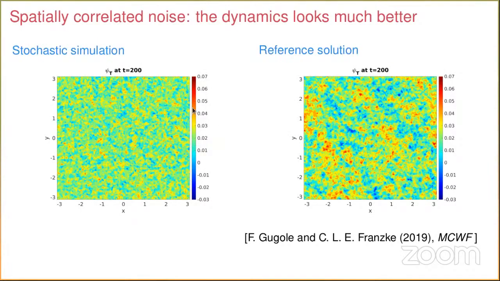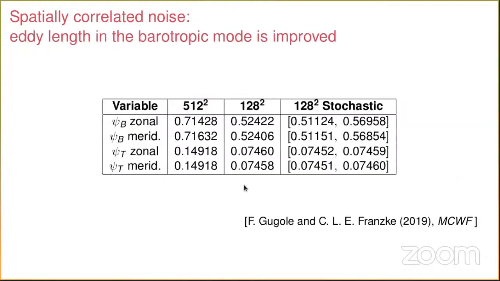Also, the colors in the color bar are in the same order of magnitude as the reference solution, but you can still see they're not quite the same. So to have something easier to quantify, let's look at the eddy length. In case of the baroclinic mode, the stochastic parameterization doesn't really help, but it does in case of the barotropic mode, increasing the eddy length up to 9%.